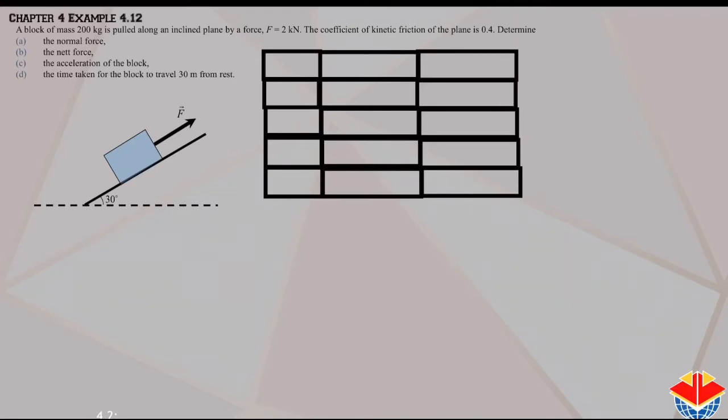Okay, so for this kind of question, basically I changed the angle for the force. If you look at the lecture notes, there's an angle there. I'll make it easier, so the force is just on the same axis as the plane. So basically we start with a free body diagram.